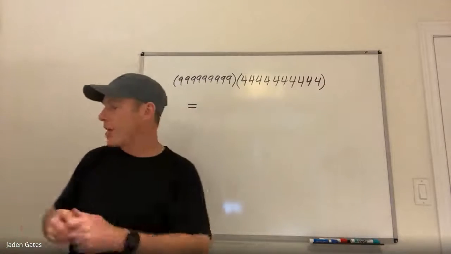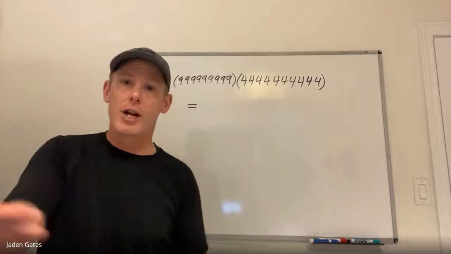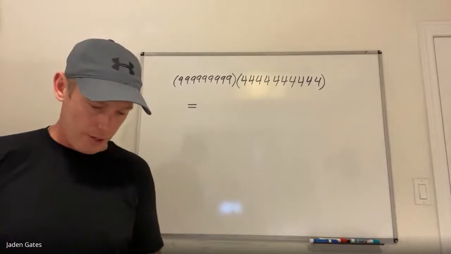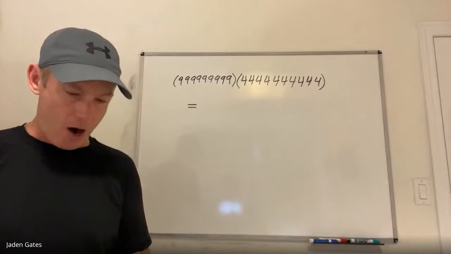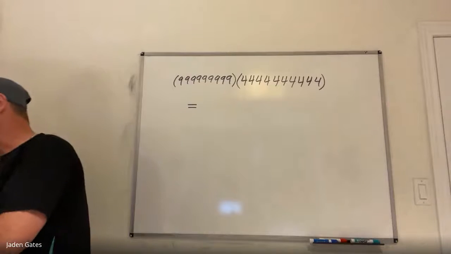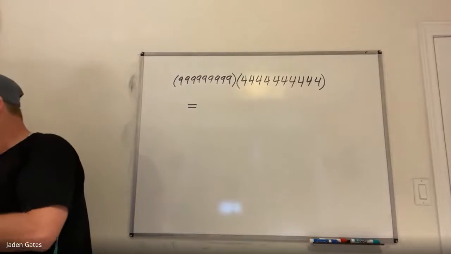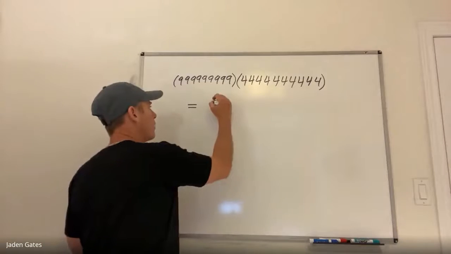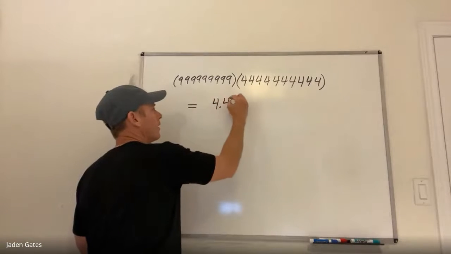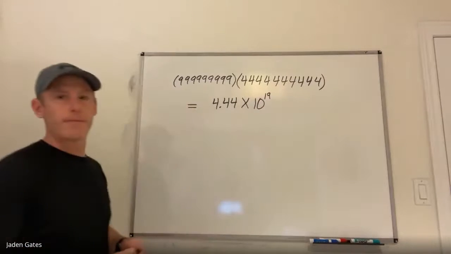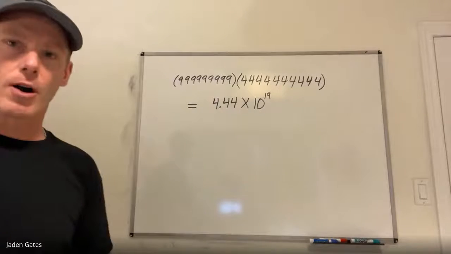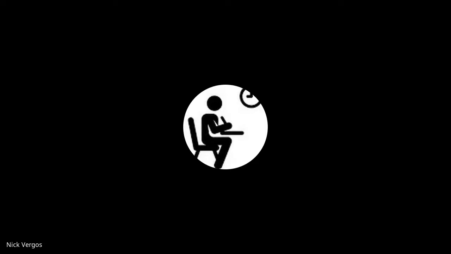That's all I'm doing because it's going to give it to me in scientific notation, and I just want to go through with you what it's going to look like. All right, so here's what I'm getting for an answer. Oh, that's wild. 4.44 times 10 to the power of 19. That's the answer I got. Actually, I got 4.44 times 10 to the power of 18.